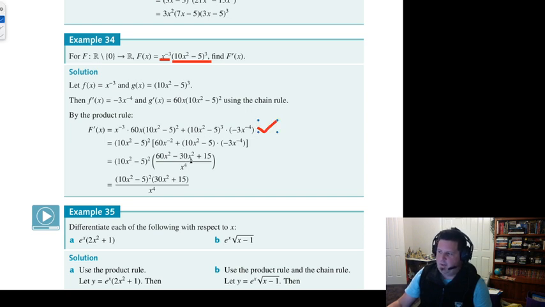From there, it's a matter of simplifying things down, writing things with positive powers, putting all the skills into practice that we've learned.